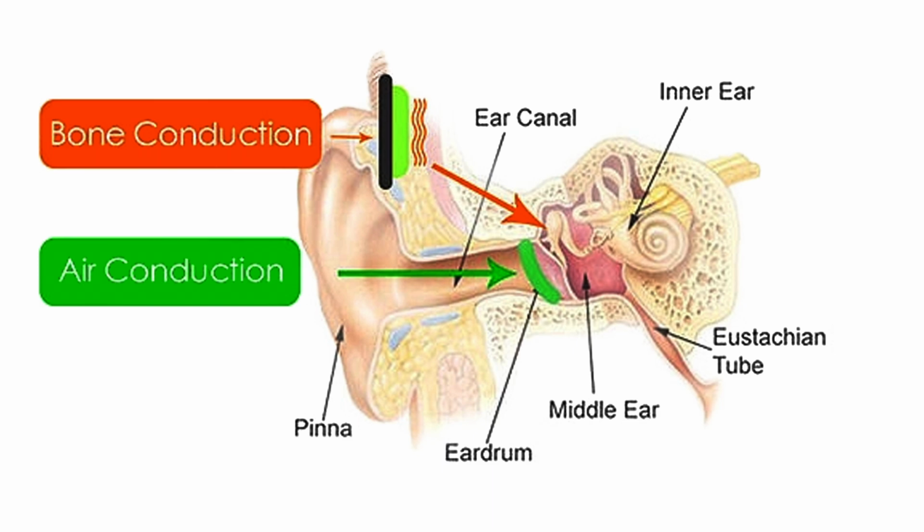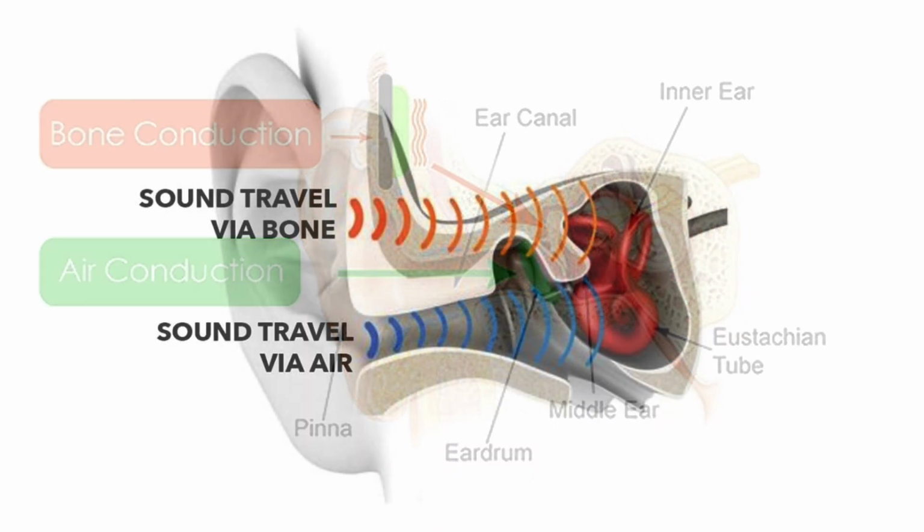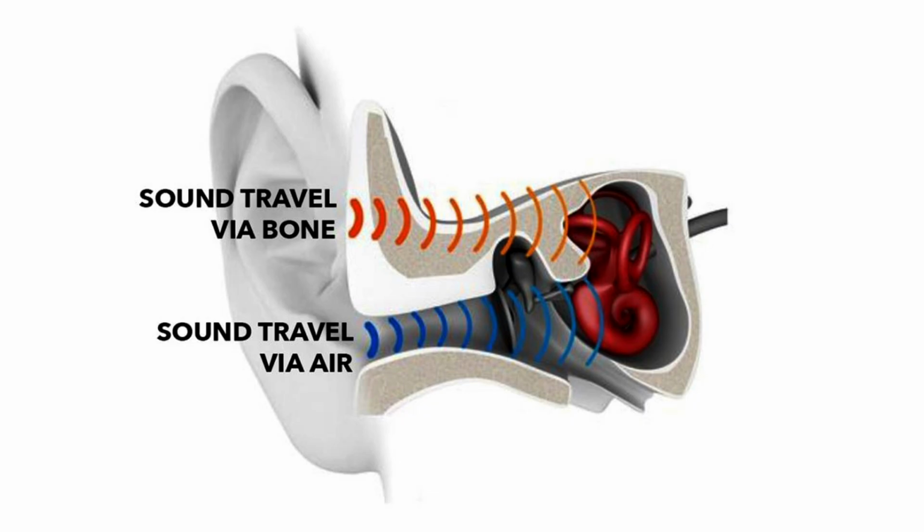We can hear some sounds through bone conduction, the vibration of the bones in the face and the skull. When you click your teeth or eat crunchy food, you hear these sounds mainly through bone conduction.